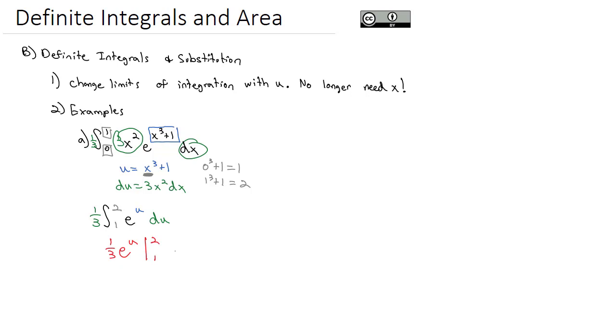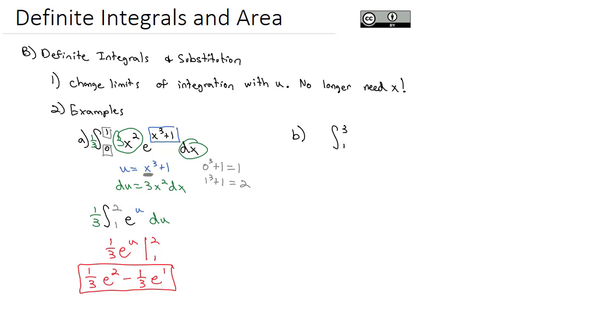Notice we don't have to go back to x because we can just plug in 1/3 e to the second minus 1/3 e to the first, and we have our solution. While this is an exact answer, you can plug that in your calculator and get an estimated answer with a decimal. But the main point we need to focus on is how those limits of integration had to change when we did substitution. Let's do one more example.